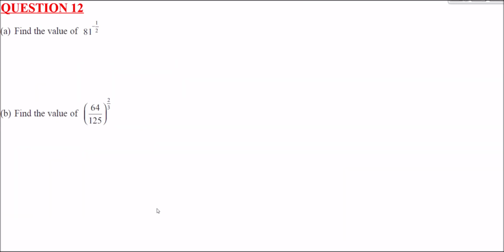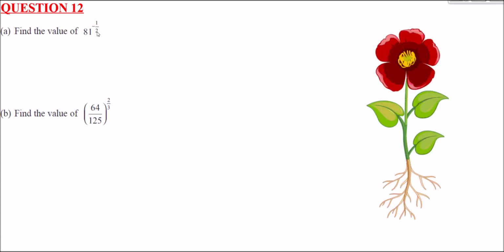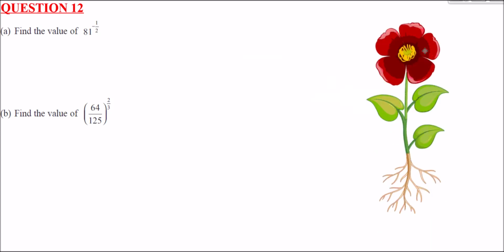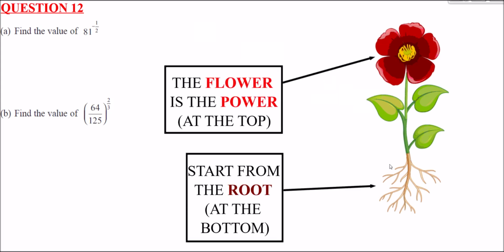Question 12, we've got some laws of indices and fractional indices. So if we've got a fractional index where you've got a top number and a bottom number, I'm going to think in terms of flower power. So what do I mean by this? Well, a flower obviously grows. Touch wood, it does grow. If you buy them, you'd hope it grows. Where does a flower start off? Well, a flower always starts growing from the root, so we're going to start from the bottom number.